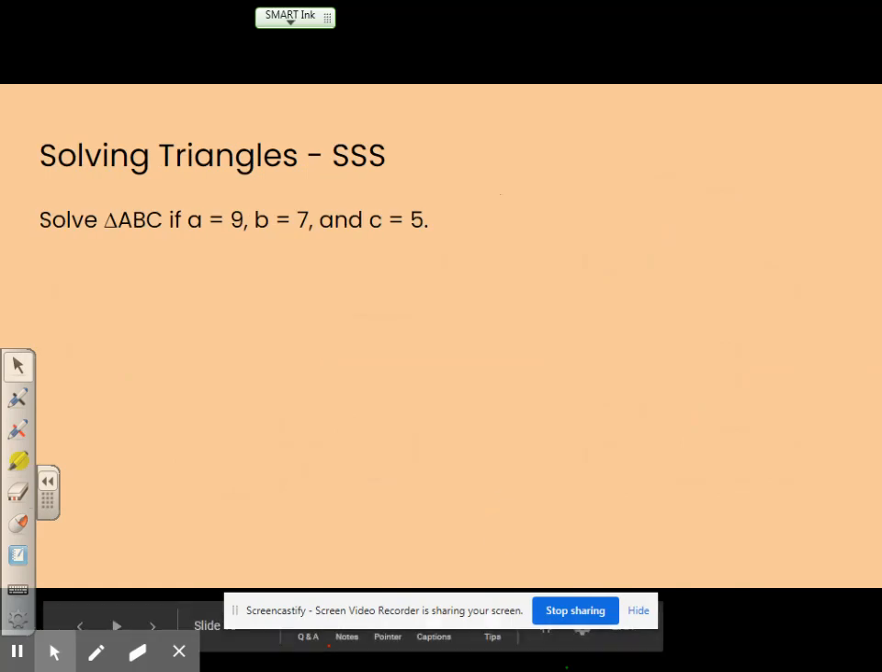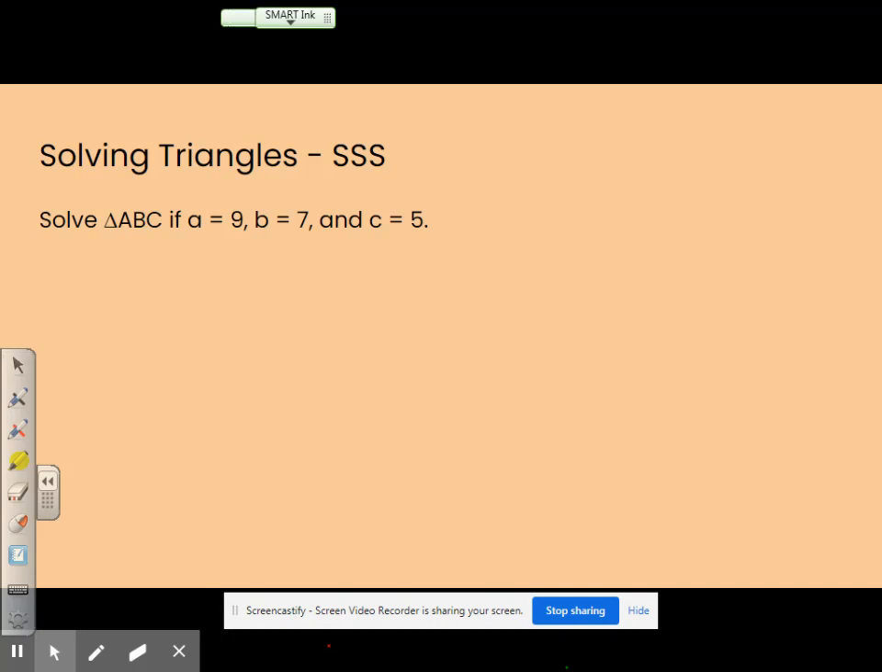All right, we've talked about solving a side angle side. Now let's look at a side side side triangle. Same idea, using the law of cosines. I have triangle ABC, and we don't know any of our angles, but we do know our sides. We know that A is 9, we know that B is 7, and we know that C is 5.